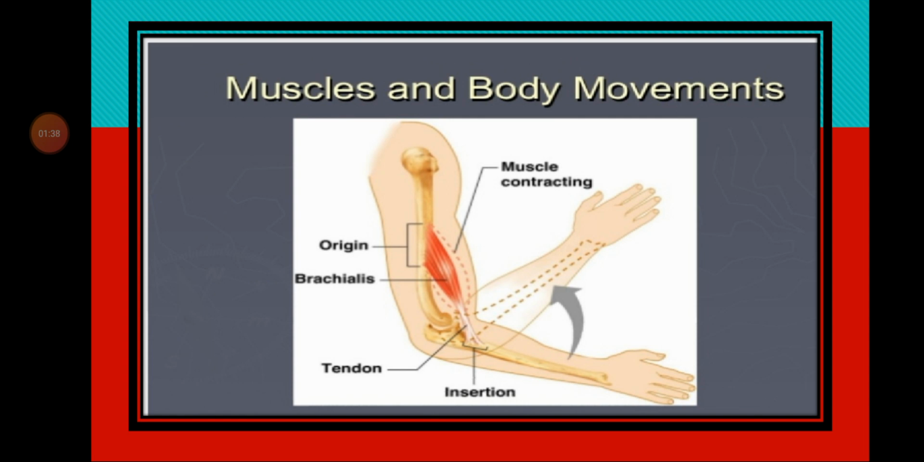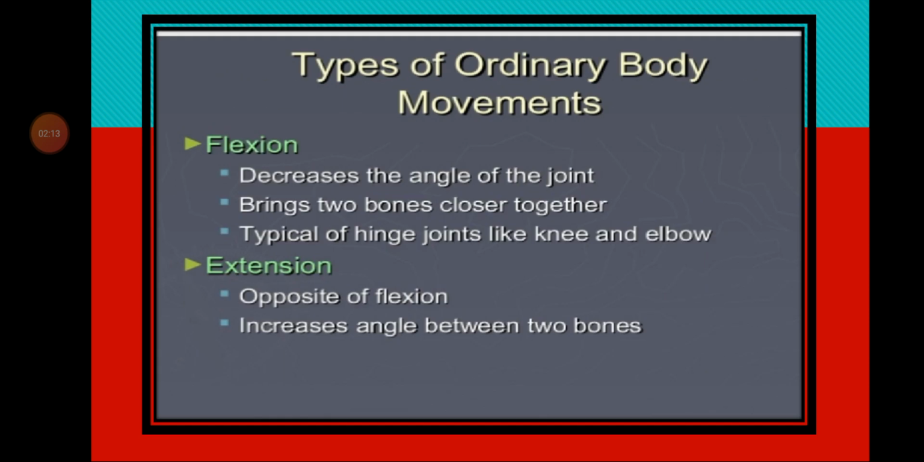Now, in this picture, you can see the origin part comes over there, the beginning of the bone, and the end part, the insertion part, comes to the last side. Here you can see when the muscles contract, we are able to move our hands, then when it relaxes, it comes back to the rest position.